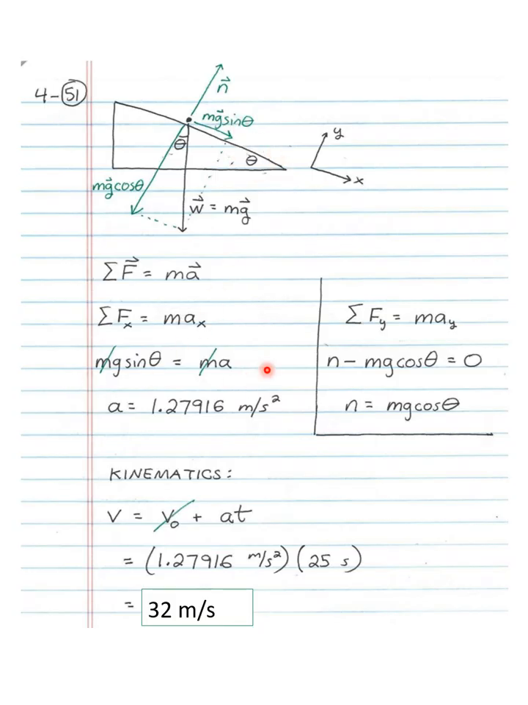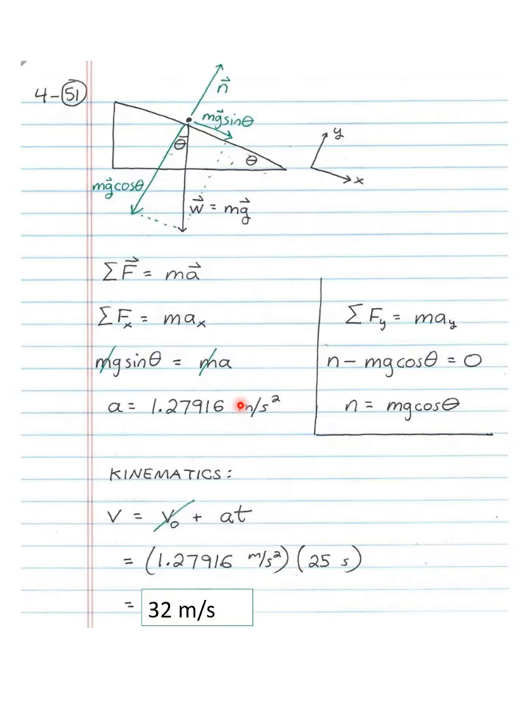So mg sine theta equals mass times acceleration. All of the acceleration is the x component of acceleration. That's why I dropped that x subscript. And we get acceleration as g sine theta. And this is the equation that I've told you it's useful just to remember. Acceleration is g sine theta. When we plug in the values that are given in the problem, it says it's a 7.5 degree slope. Then we get g times sine of 7.5 degrees, and acceleration is 1.27916 meters per second squared.